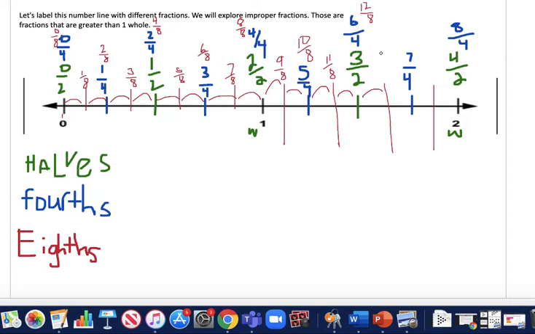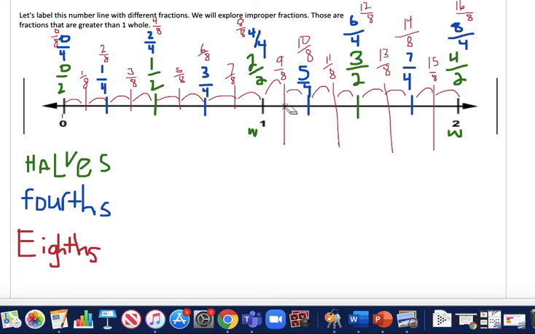Take another jump. This is 13 eighths. Another one, 14 eighths, which is equivalent to 7 fourths. Another jump, 15 eighths. And our final jump, which gets us to 16 eighths, which is equivalent to 8 fourths, which is equivalent also to 4 halves, which is equivalent to 2 wholes.